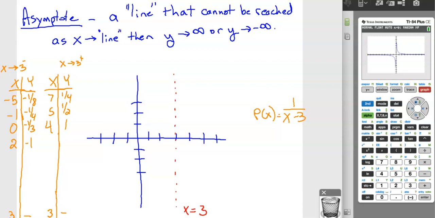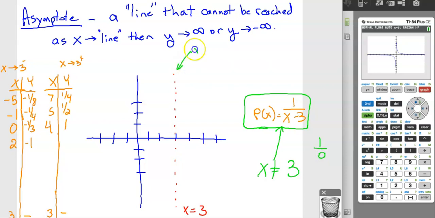So notice this function right here. Let's consider that function. The first thing you should notice is you cannot have 3. X cannot equal 3 on the bottom, because if I did, that would give me 1 over 0, which is undefined. So that's why I know there is an asymptote right there at x equals 3. That is the equation of the vertical asymptote. And x cannot equal that.